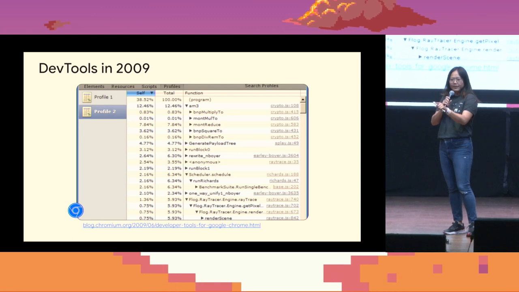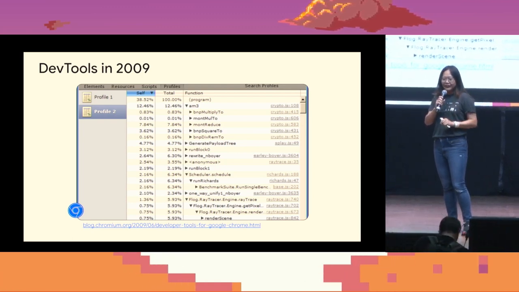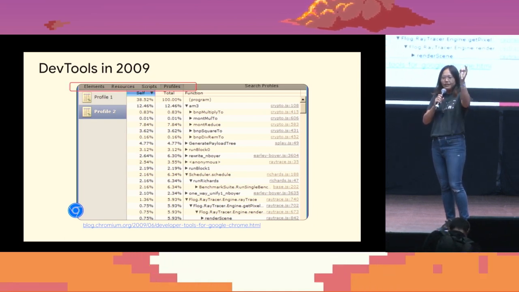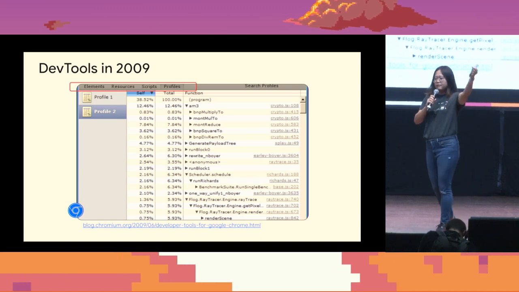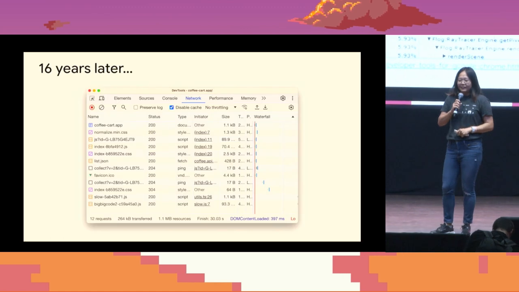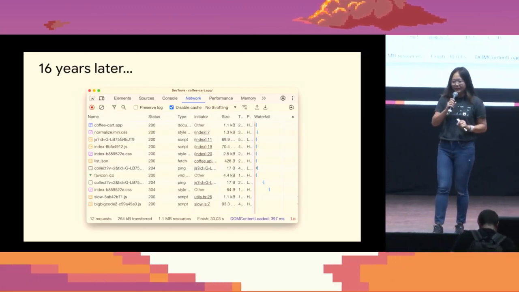So this is the Chrome DevTools in 2009. This is 16 years ago. At that point of time, it's okay. We only have 4 panels. You have the elements panel and the resources panel and others. This is fine. Now, fast forward 16 years later, this is the Chrome DevTools nowadays.